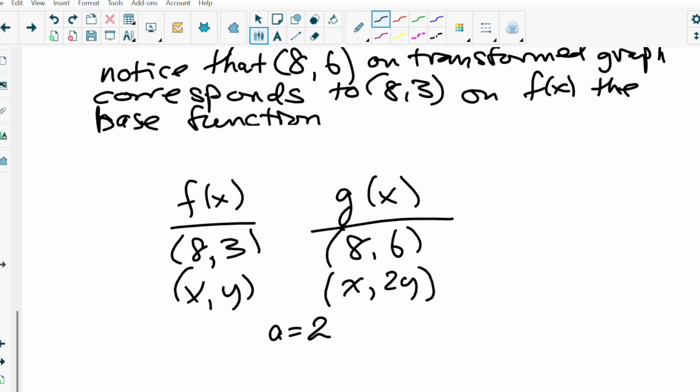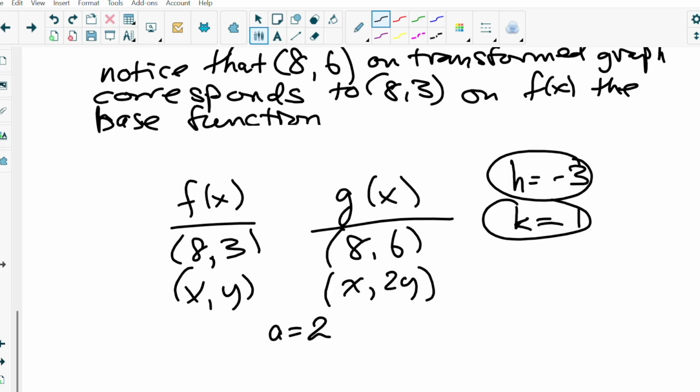Okay, so my a value is 2 to get from f of x to g of x. Okay, so let's catalog all this. H equals -3, k equals 1. Okay, and then my a value equals 2.